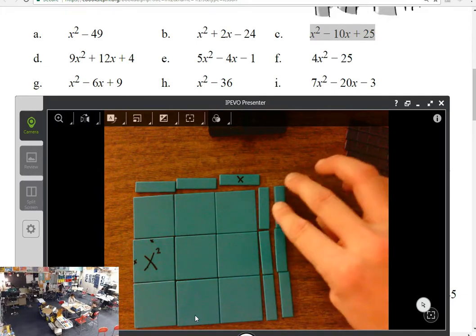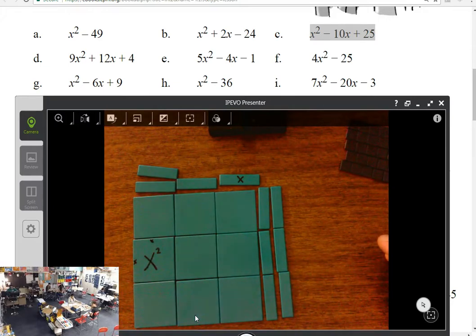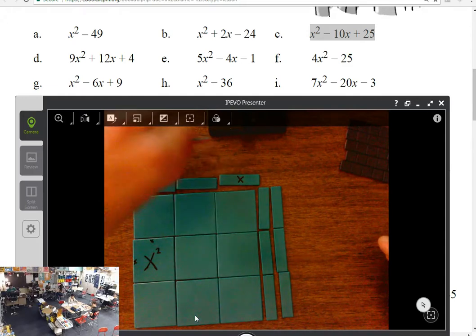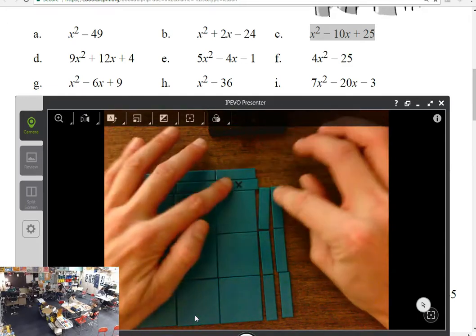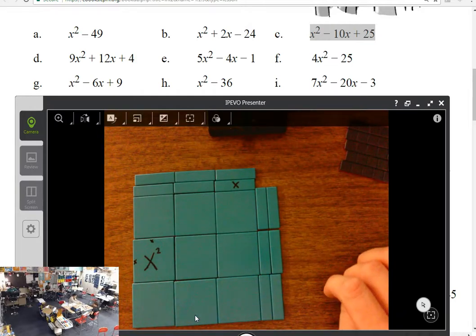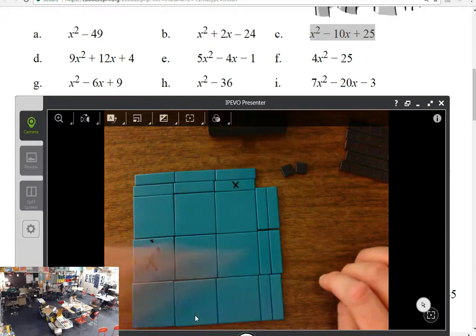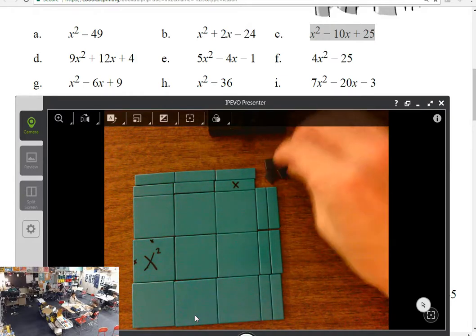Did we not look at this one yesterday? No. I thought we did. D. So 9x squared plus 12 x's plus 4. Oh, you do the E wrong. Hold up, don't give it away yet.